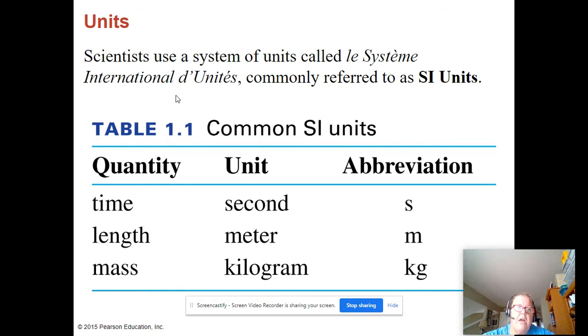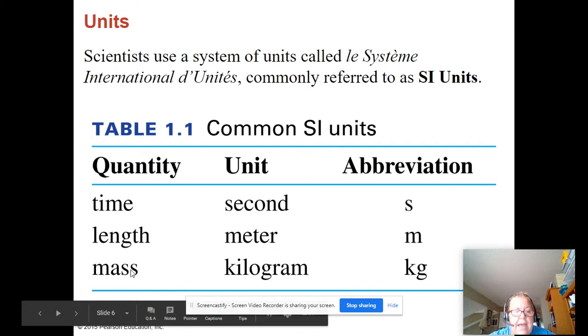So when we talk about units, here's the metric system units. When we talk about time, the unit is seconds, and the symbol for that is S. Length is in meters, and that symbol is M. And then mass is the quantity, excuse me. The unit is a kilogram. Sometimes you can think of it even as grams. The abbreviation is kg, but if we're talking about grams, it would be a small g.